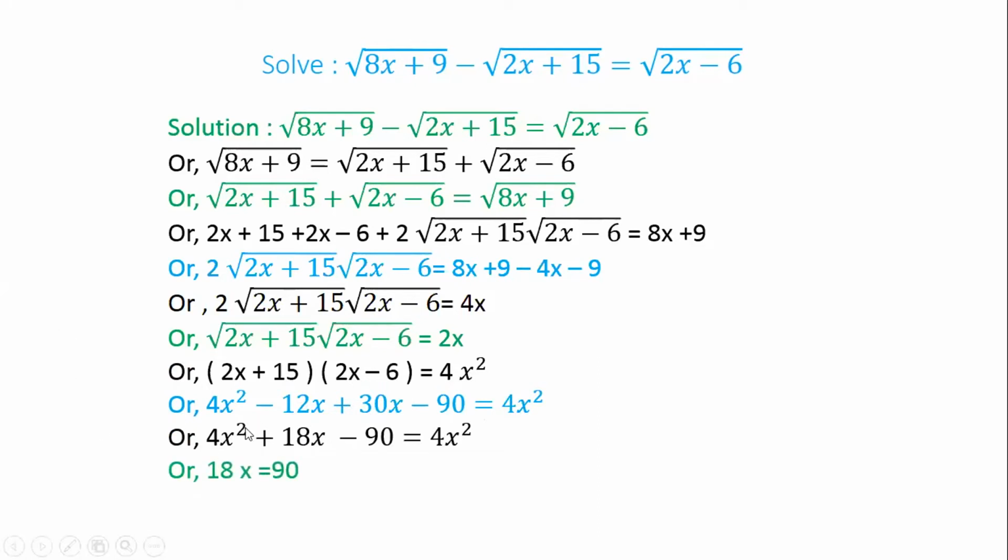Because here 4x square minus 4x square equal to 0, finally we get 18x equal to 90. If we divide this equation by 18, then we get x equal to 5. Well, now we check this equation by this solution, which is called verification.